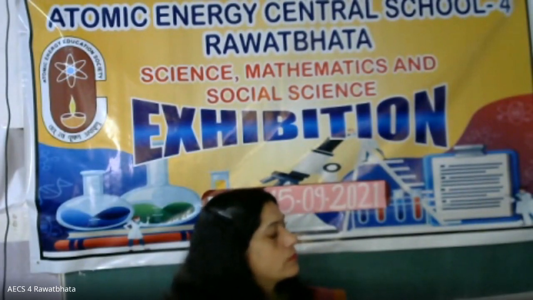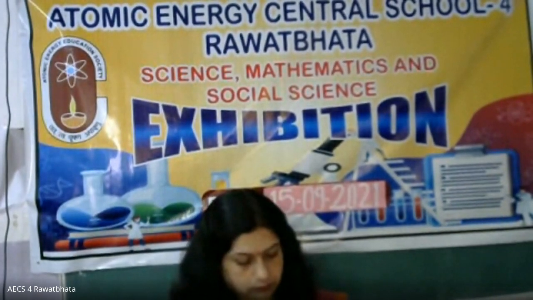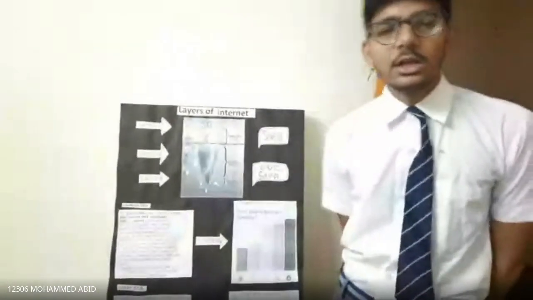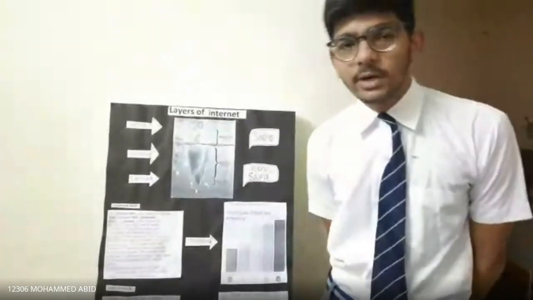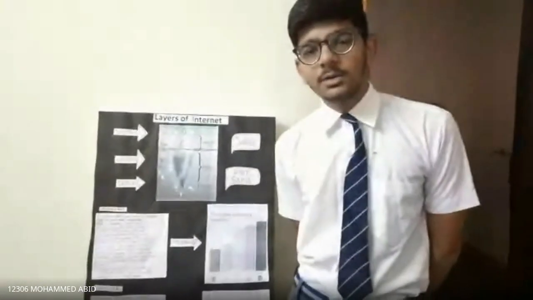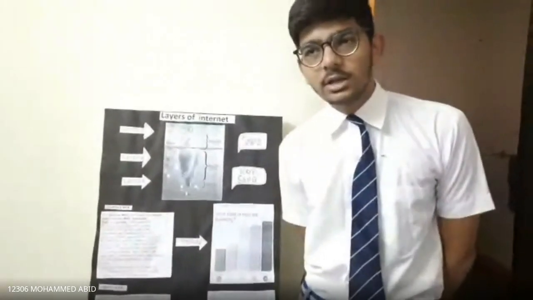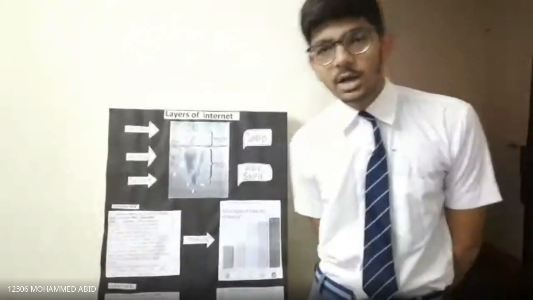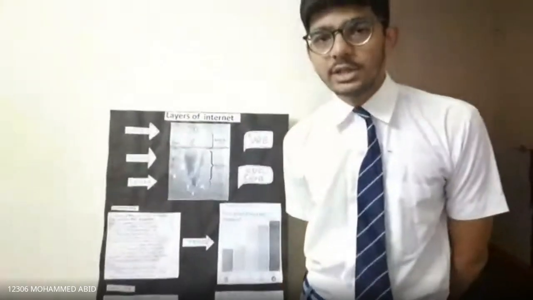My name is Mohammed Abid. I'm from class 12C, and my project name is Layers of Web. As we all know, the internet is the priority of the current period. Everything from schools to jobs has now shifted onto the internet. And why have I created this project? The thing is, we all just use the internet. We don't have much information about how big and how vast the internet is. So I will explain this by my project.